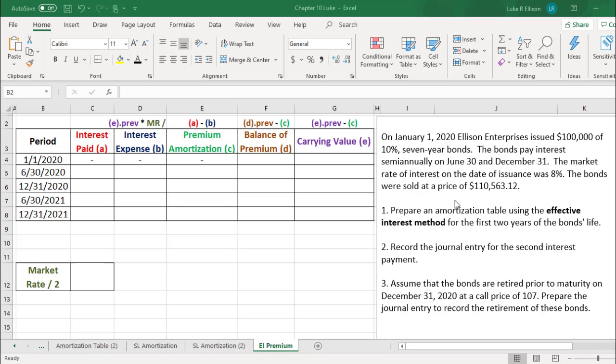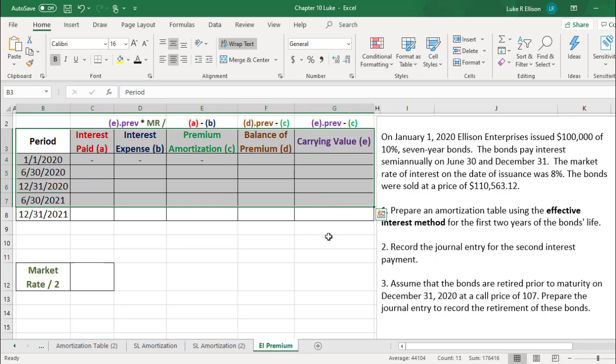The bonds were sold at a price of $110,563.12. We are asked in Part 1 to prepare an amortization table using the effective interest method for the first 2 years of the bond's life. And we're going to be doing this over here in this table that I've created.